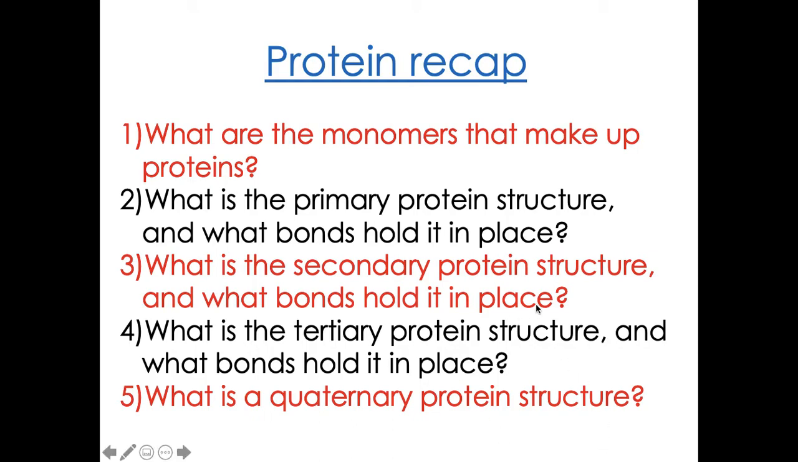What is the secondary protein structure? So it's where the individual polypeptide is coiled or folded into sheets, and these are held in place with hydrogen bonds. What is the tertiary protein structure? So it's how the polypeptide chain is then folded in on itself, and the bonds that hold that shape are disulfide bridges, ionic bonds, and then lots more hydrogen bonds as well.